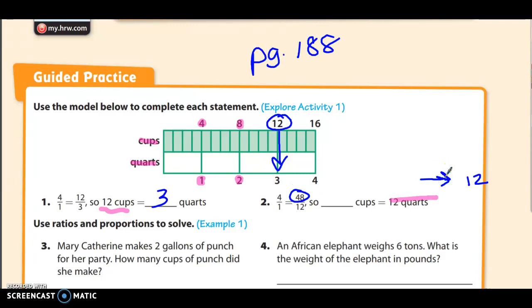Even if I didn't know that, I could figure it out. I noticed that the cups is always 4 times greater than the quarts. So this number is 4 times greater than this number. 12 is 4 times greater than 3. 16 is 4 times greater than 4. So I'm looking for now what's 4 times greater than 12. 4 times 12 is 48. So the answer here is 48. All right, let's move on.